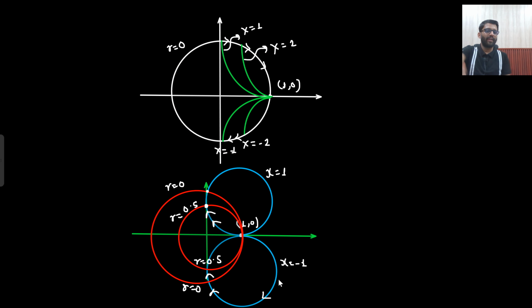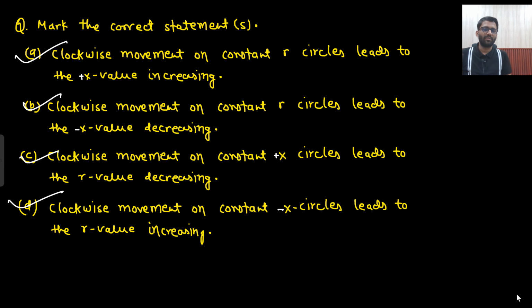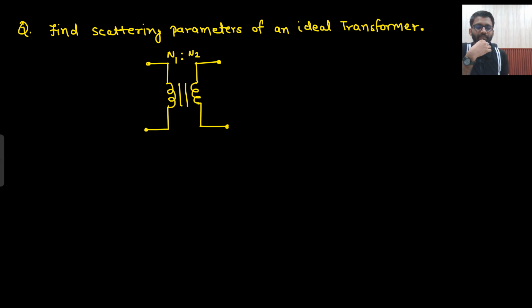So you just need to draw the diagram, and there you will get to know that here the R value was 0, then 0.5. So on a negative X circle, if I am moving, the R value is increasing. So A, B, C, D all are correct. Okay. Now you need to find the scattering parameter. So I have told you the method.